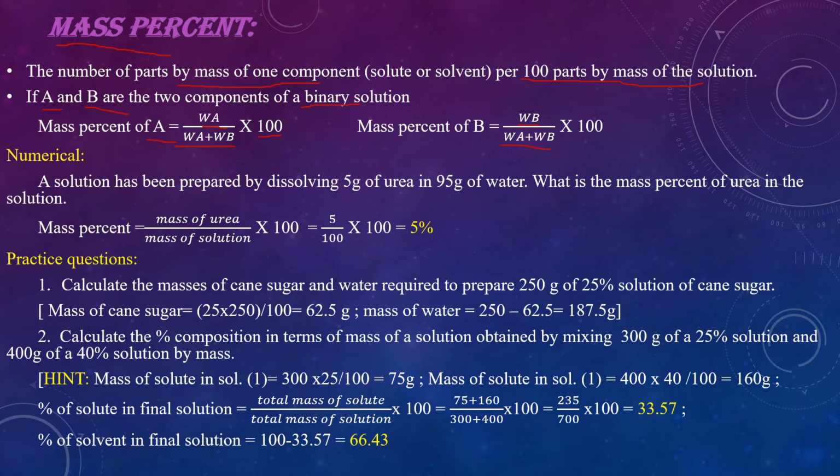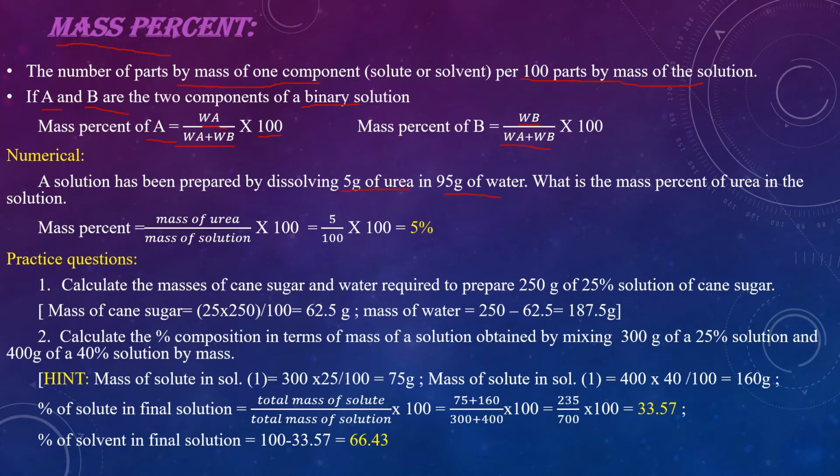Now taking one numerical: a solution has been prepared by dissolving 5 gram of urea in 95 gram of water. Here 5 gram is the mass of solute, 95 gram is the mass of solvent. So to find out the mass of solution, 95 plus 5, that is 100 gram is the mass of the solution.